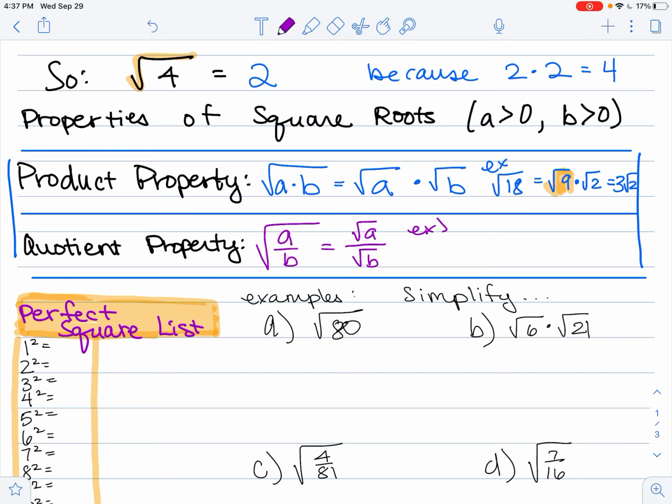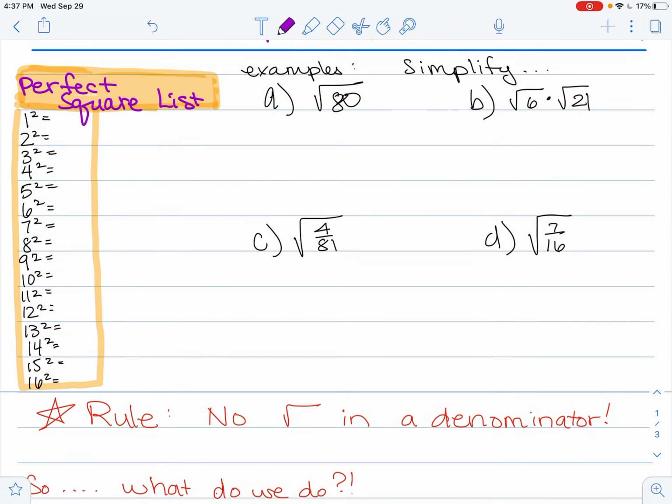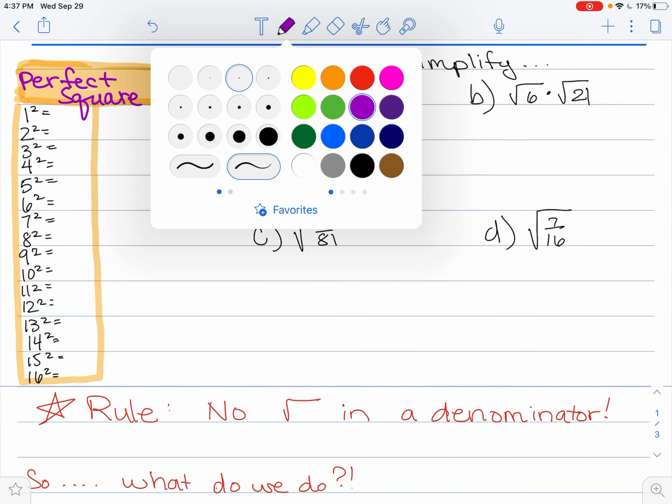So for example, if you've got the square root of 2 over 25, we can separate these as the square root of 2 over the square root of 25. And I know the square root of 25 is just a 5 on the bottom, and this is a square root of 2 on the top. So let's talk about how we can do our own square roots.